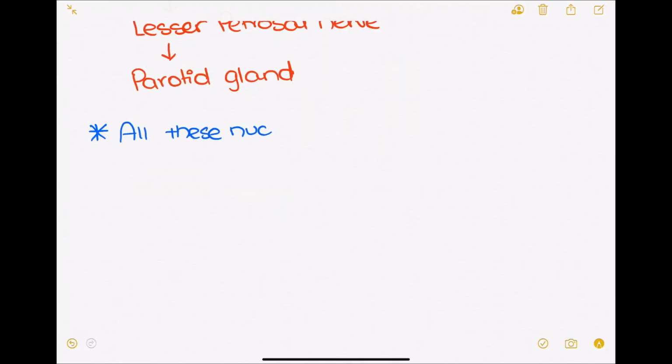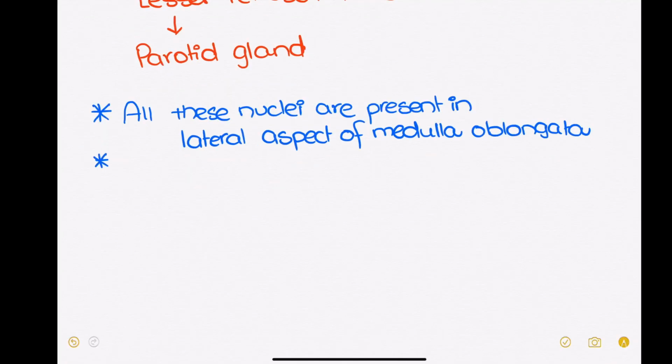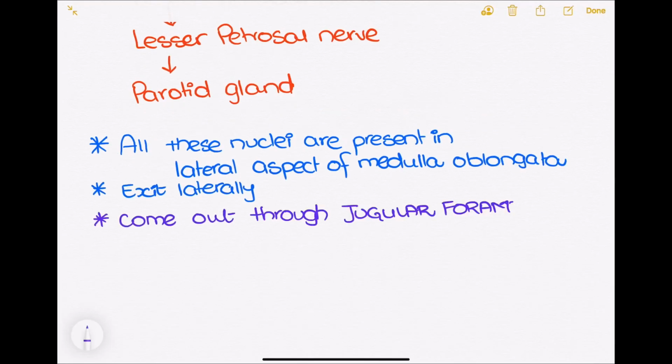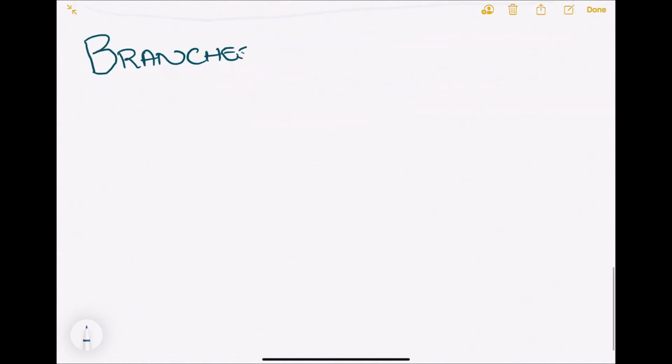All these nuclei are present in the lateral aspect of medulla oblongata. The nerve exits lateral to the medulla oblongata and it comes out through the jugular foramen. Now the second last part of the video is the branches.